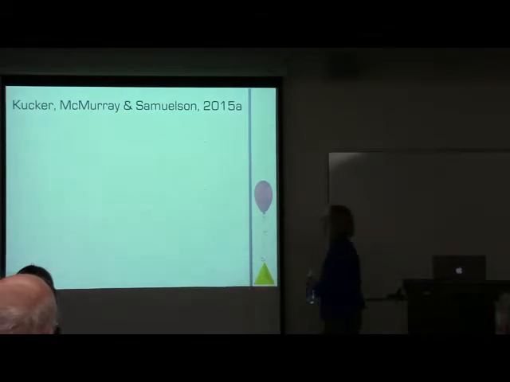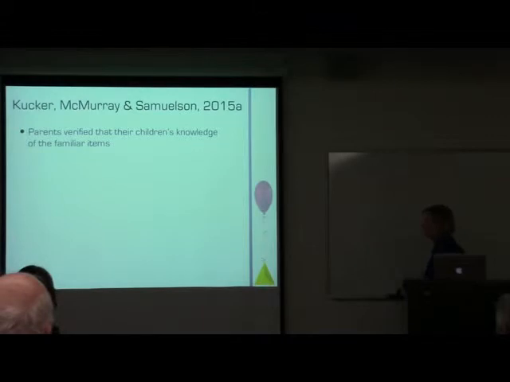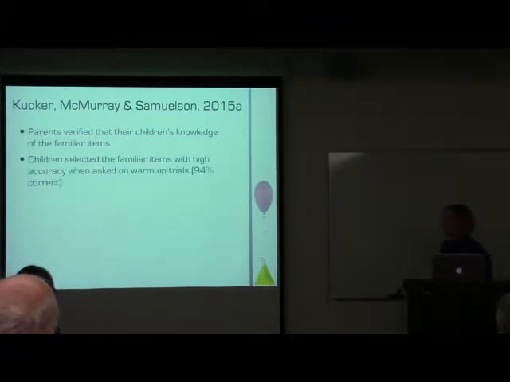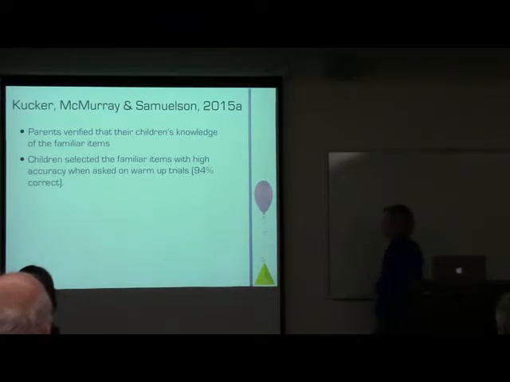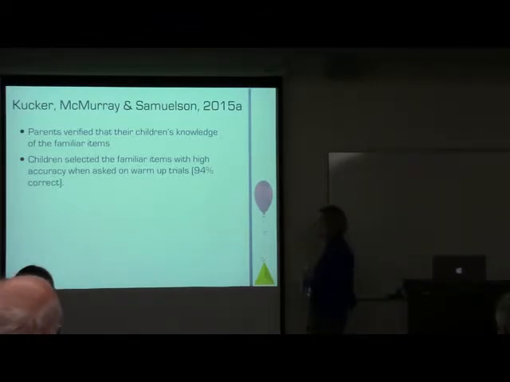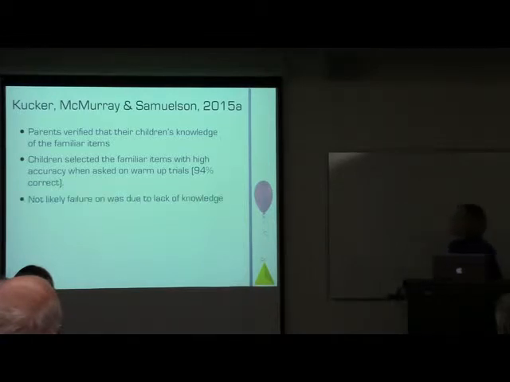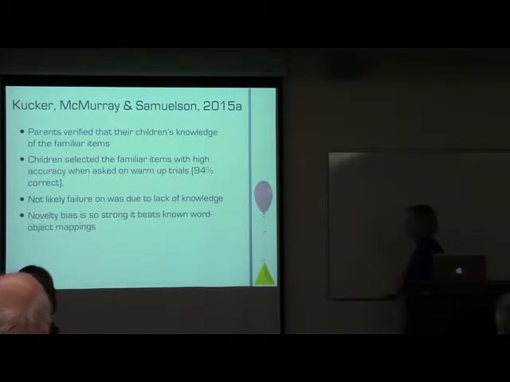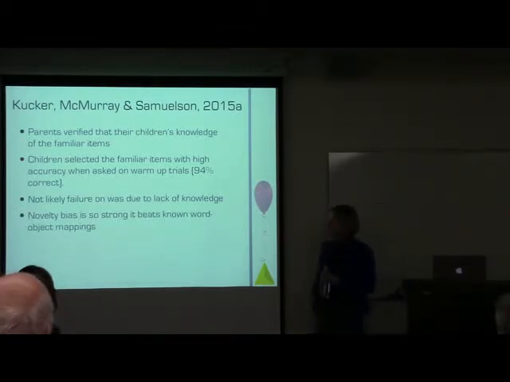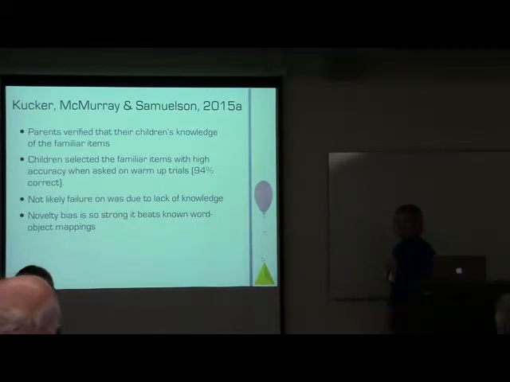Okay? Now, as I said, parents verified their children's knowledge of the familiar names, and the children selected the familiar names with high accuracy when asked on warm-up trials, 94% or better across children, okay? So it's not likely a lack of knowledge, but I think it's really that the novelty bias at this age is so strong that it's beating out their word-object mappings, okay?